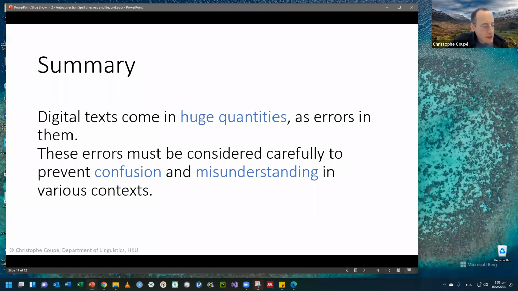So if I just summarize this, digital texts come in huge quantities and they contain errors. At some point, there are always a few errors. And you need to consider these errors to prevent confusion and misunderstanding in different contexts, whether you are typing your essay on your computer or sending SMS or you're on WhatsApp or WeChat or Viber, etc.